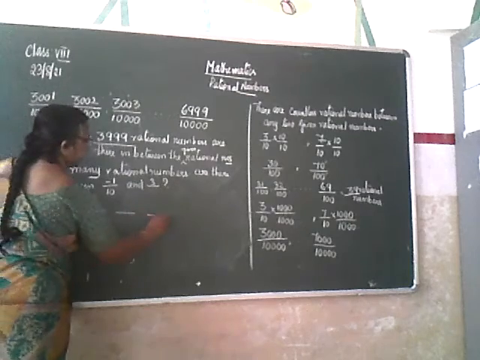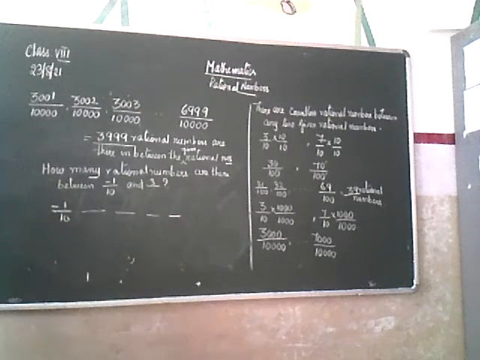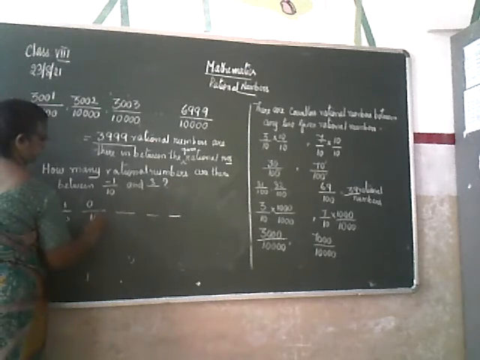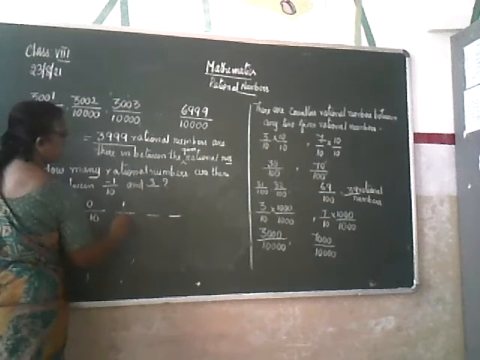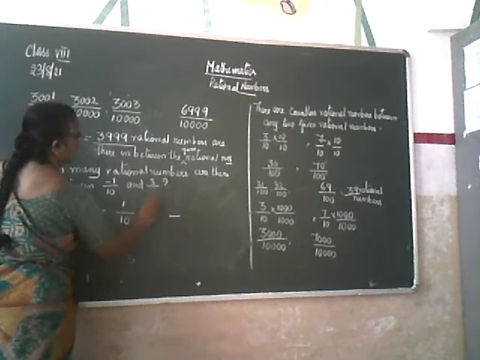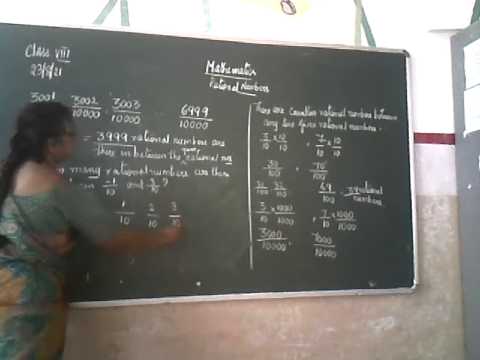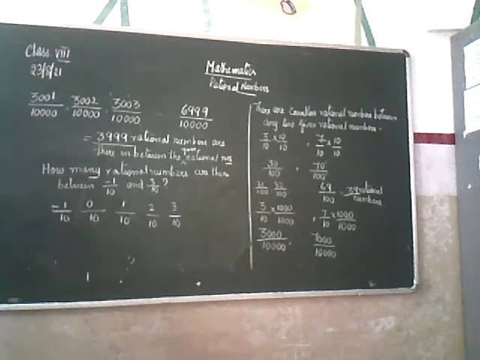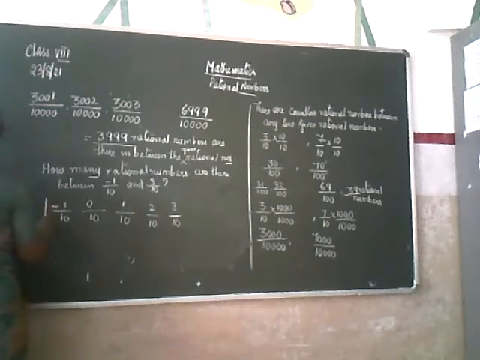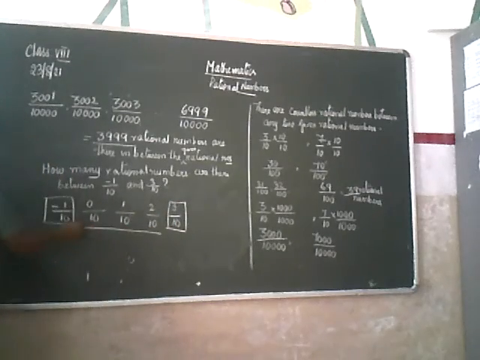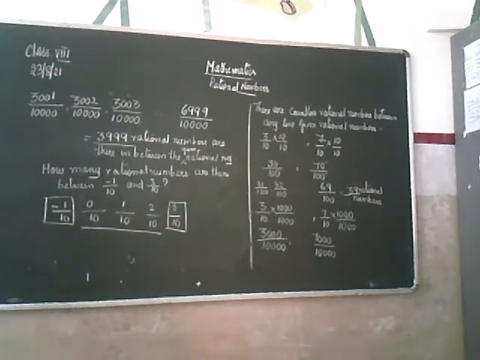So in the number line, what you will have? Minus 1 by 10, then 0 by 10. Next, 1 by 10, 2 by 10, then 3 by 10. So, how many rational numbers between minus 1 by 10 and 3 by 10? So, these two are given. So, now you can say only 3 are there.